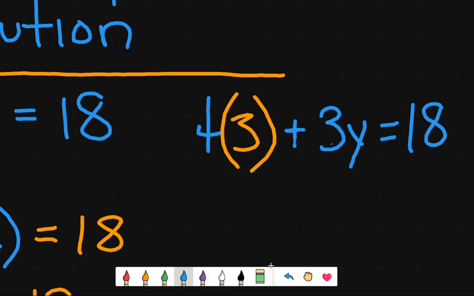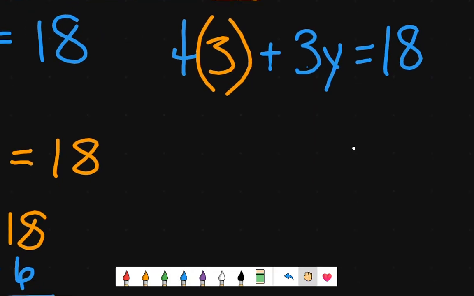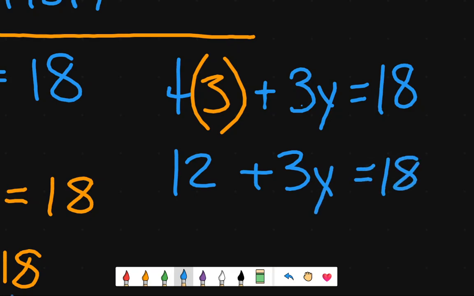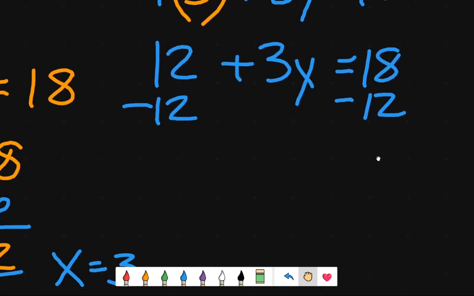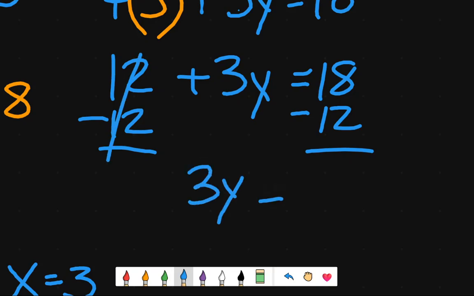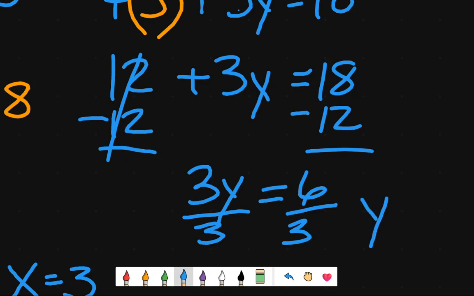All right, so we'll go through the steps of solving now. So 4 times 3 is 12, plus 3y is equal to 18. Subtract 12 from both sides, and we'll have 3y is equal to 18 minus 12, which is 6. Divide both sides by 3. And we'll get y is going to be equal to 2. 6 divided by 3 is 2.